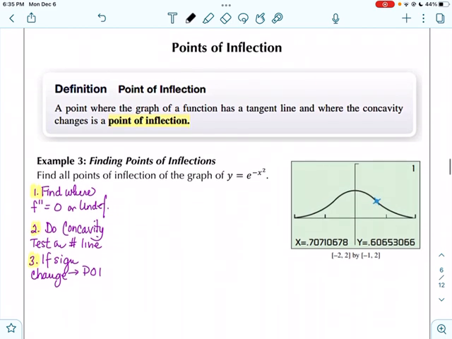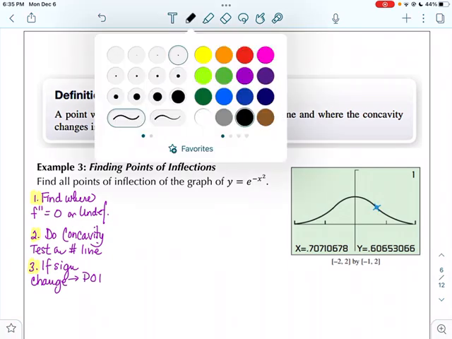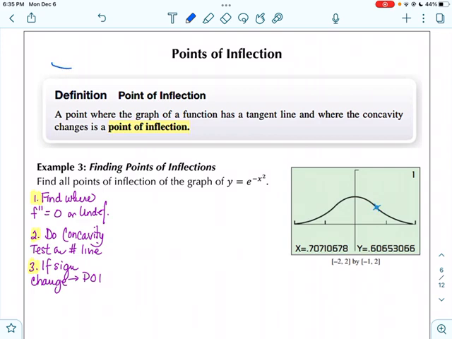And now let's do a quick one on points of inflection. A point where the graph of a function has a tangent line and where the concavity changes is known as a point of inflection. So you can look at a graph and you can say that the graph goes from concave up to concave down, or concave down to concave up. Then we know that this point is a POI, a point of inflection.